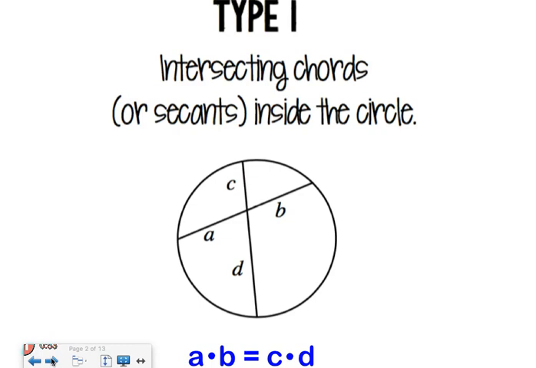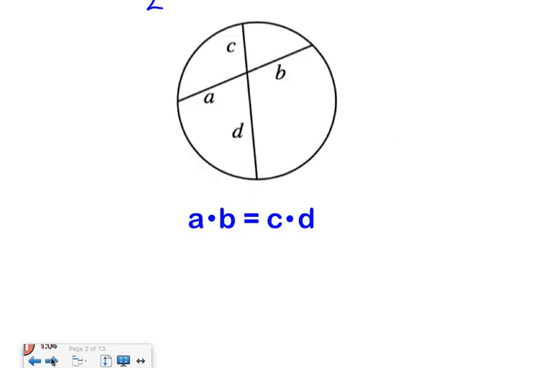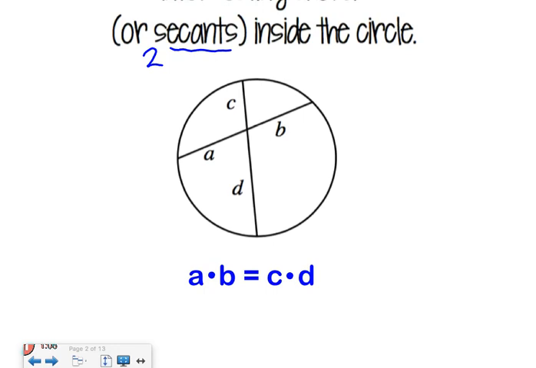Let's review, what's a secant line? It touches your circle how many times? Twice. So that's what a secant is. It touches your circle twice. So how would you find missing measures? A times B is equal to C times D. That one's the most easy. That is our property there. Type 1.